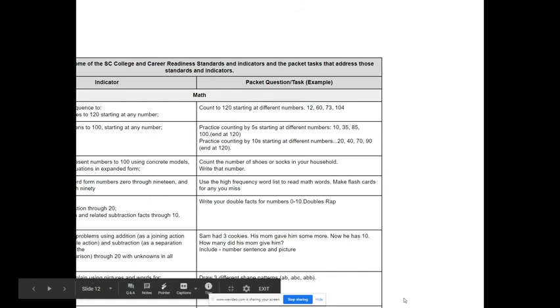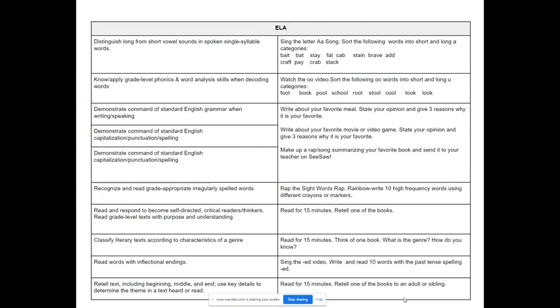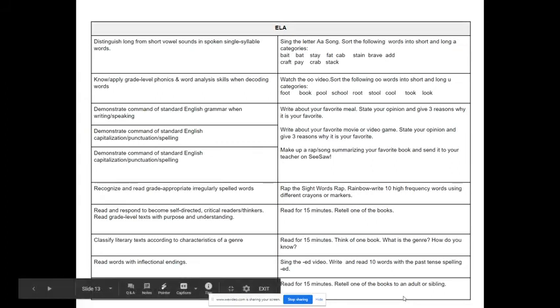There are standards and indicators that are at the back of the choice packet, and it goes through and just shows you how each learning task is related to something that the students are required to be able to do or understand during first grade.